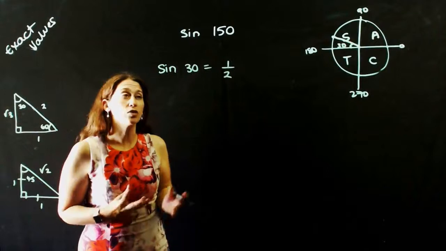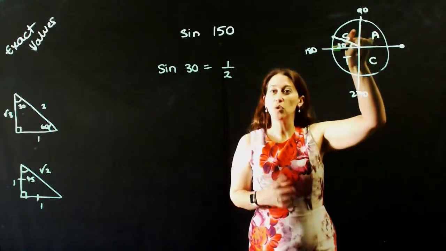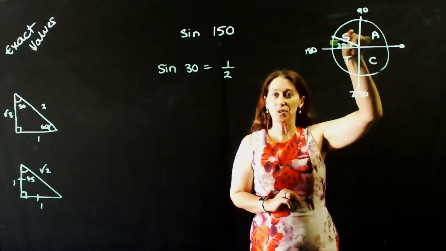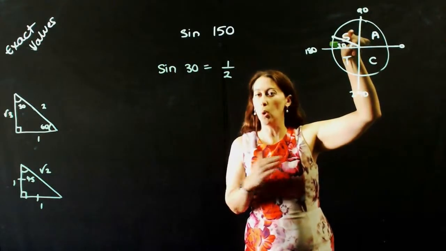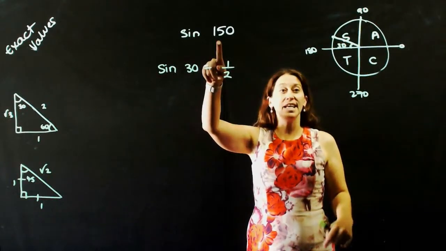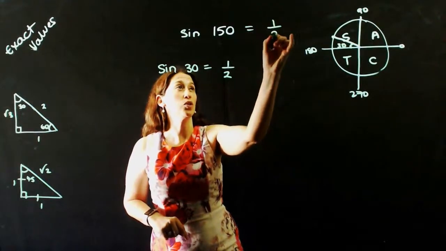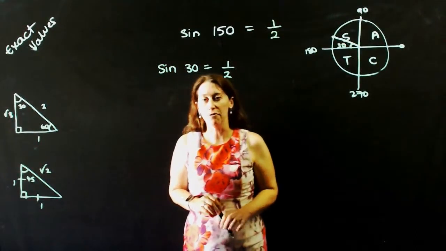So let's work out sine 150. Sine 150 is in quadrant number 2. In quadrant number 2, sine is always positive, no matter what the angle. So sine 150 has the same value as sine 30 and is positive. So sine 150 is a half.